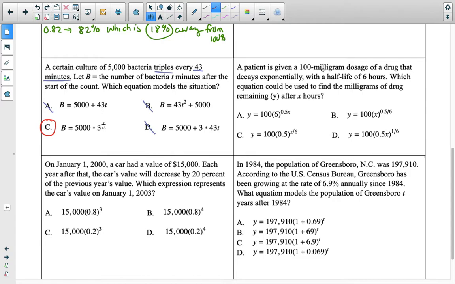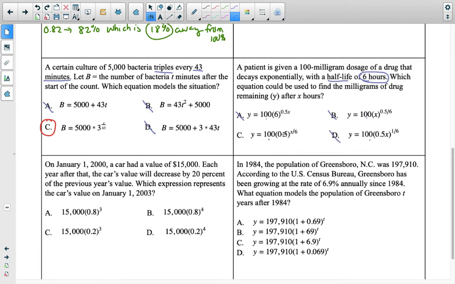Next one, a patient is given a 100 milligram dosage of a drug that decays exponentially with a half-life of 6 hours. Which equation could be used to find the milligrams of drug remaining, Y, after any amount of hours we want to use? So we have to start with 100. It's a half-life, so it's going to decay by a half. So this one is saying it's growing, which is incorrect. B is not an exponential equation at all, so that one's incorrect. C has a half inside of here, so we're going to say that that's potential. And D is not an exponential function again, so D is wrong.